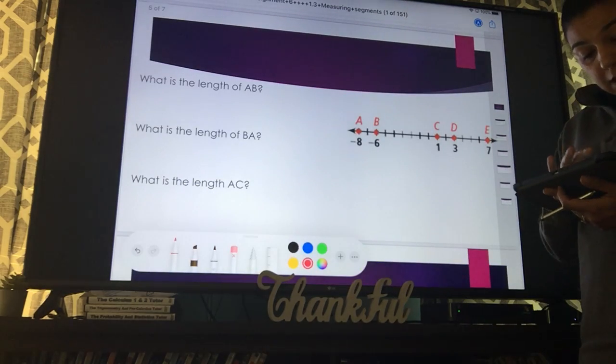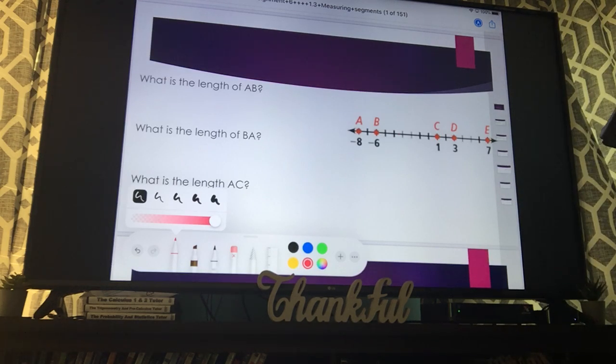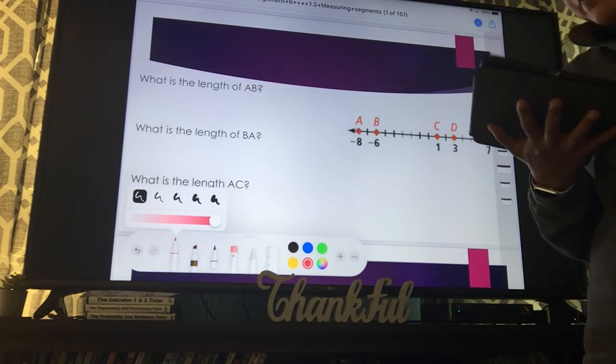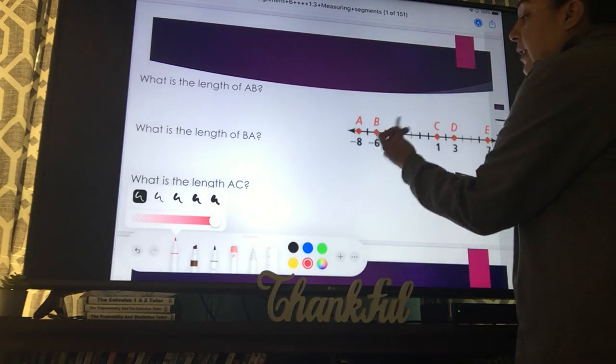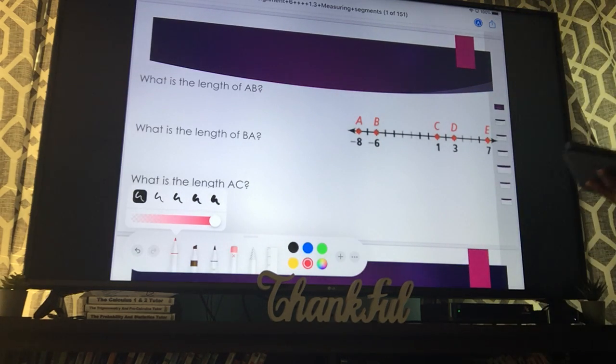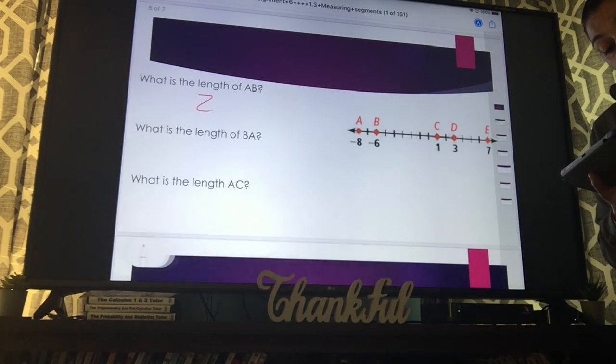The next slide says the length of AB, okay? So our A is at negative 8, and our B is at negative 6. So how do I go from negative 8 to negative 6? How many units is that? Okay, it's 2.